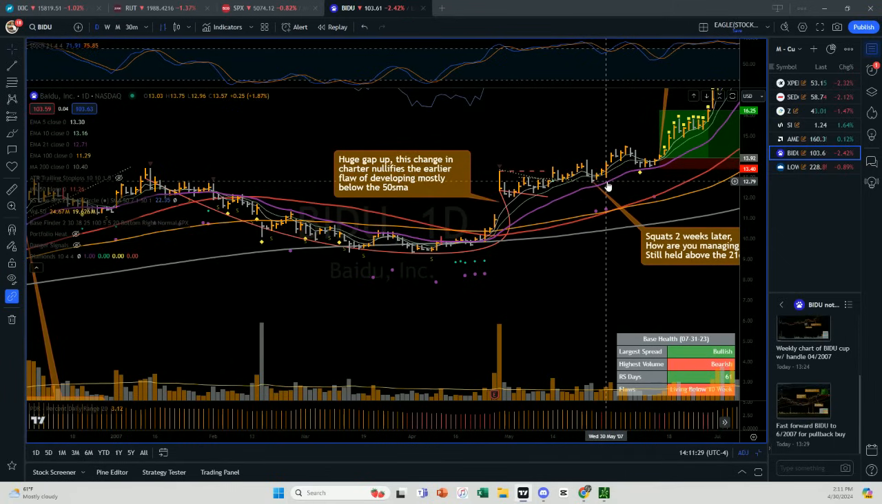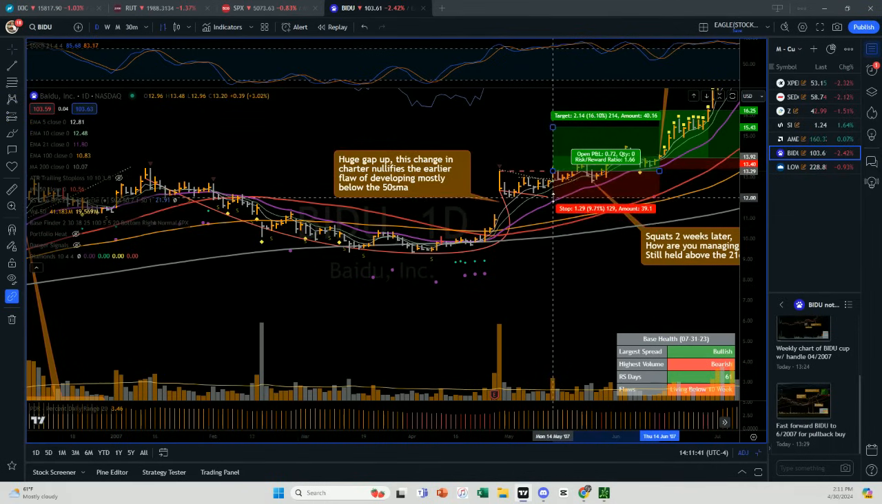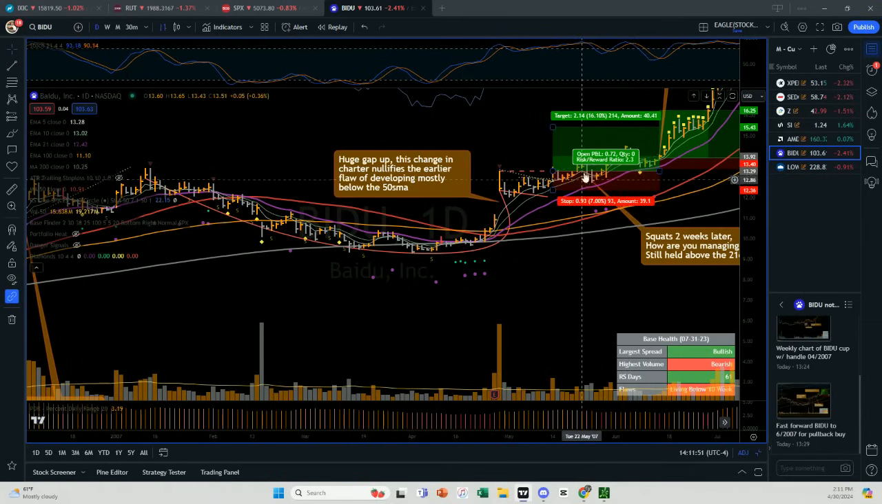Well, it's still above the 21 period moving average. It did hold the 21 period, and if you got in over here, let's say, and you set your stop, where would you need to set your stop if you're an O'Neill trader, at 7 to 8%? It didn't trigger your maximum stop loss, but that's a lot to hold through, right?